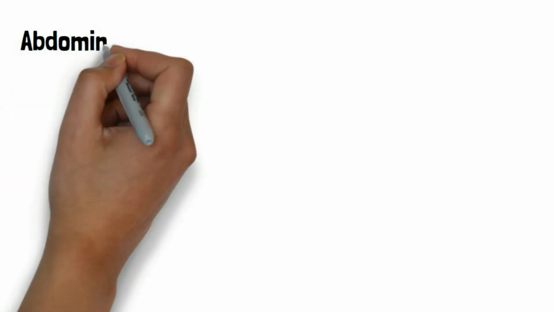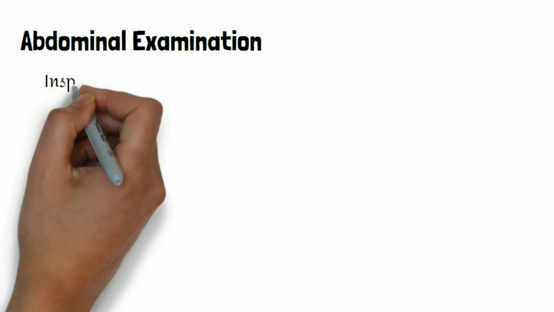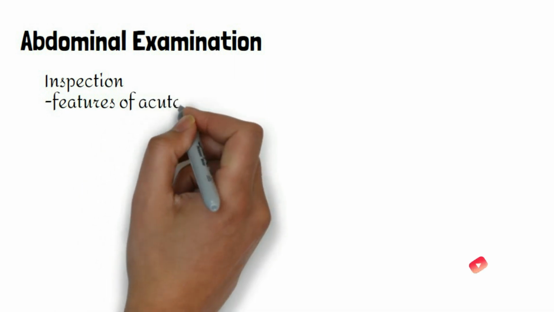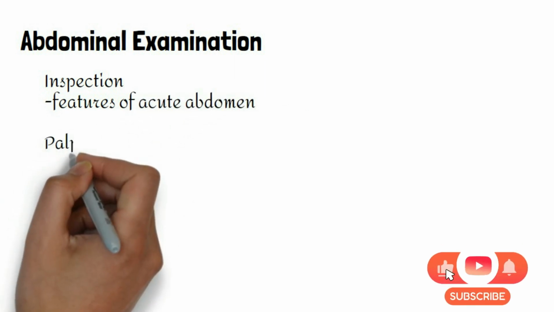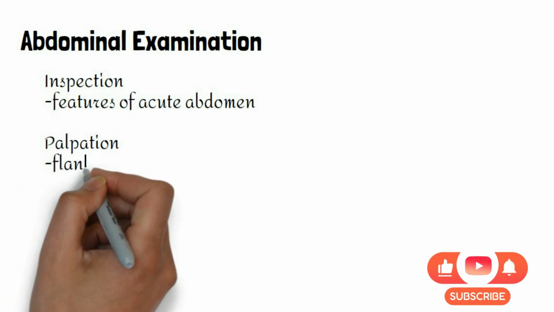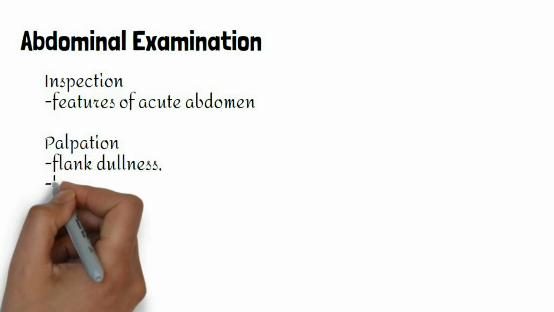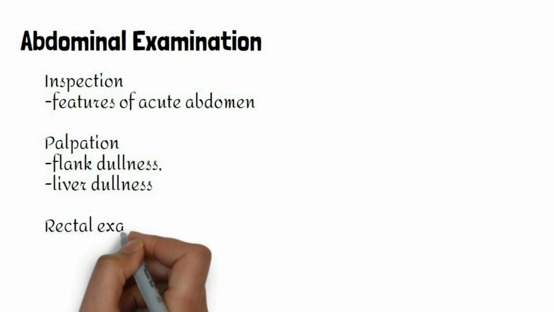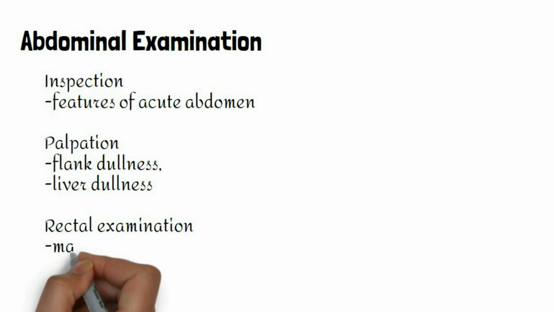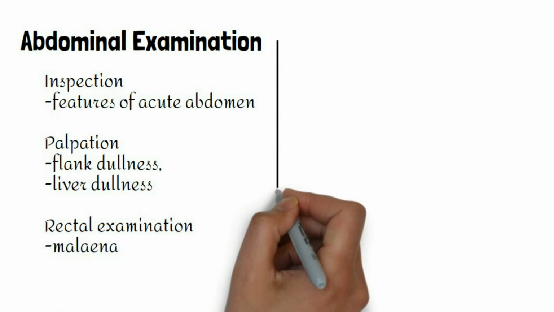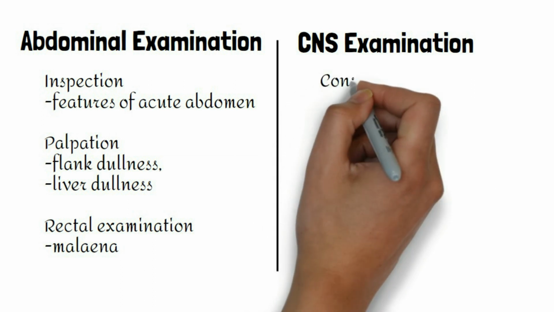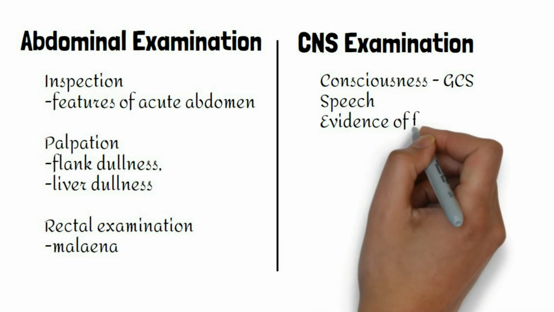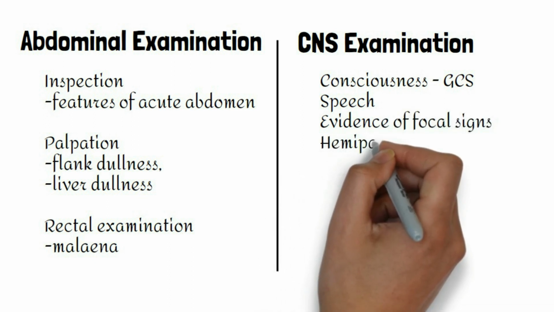basal. Abdominal examination. Palpation, features of acute abdomen such as severe guarding, rigidity and severe diffuse tenderness because of perforated peptic ulcer or acute pancreatitis. Percussion, flank dullness due to bleeding in perforated peptic ulcer, absent liver dullness due to leakage of air from the perforated ulcer. Rectal examination, melena in perforated peptic ulcer. Nervous system. Consciousness, GCS. Speech. Evidence of focal signs. Hemiparesis.